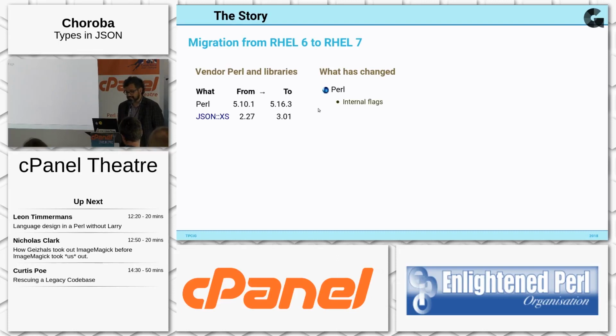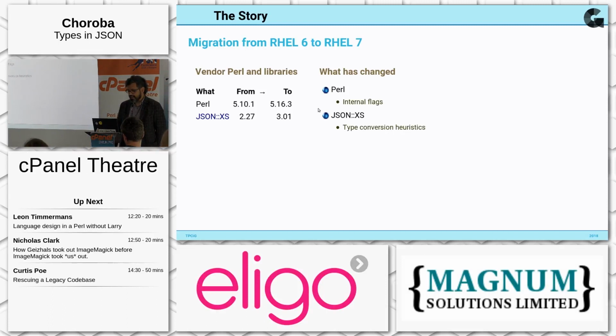Okay, so the changes in Perl related to JSONs are related to some of the internal flags that Perl uses to know whether a scalar variable has already been used as a string or a number or whatever else. So there were some changes in this. And the library JSON XS, between the versions 2.27 and 3.01, changed some of its type conversion heuristics, which means these two changes together caused a lot of grief on our side.